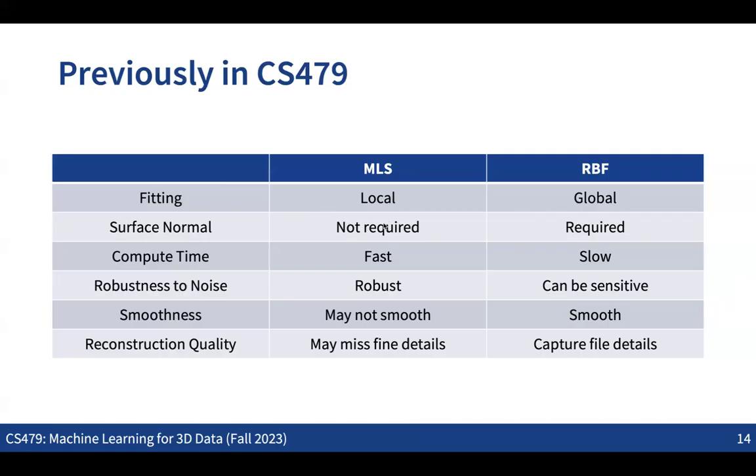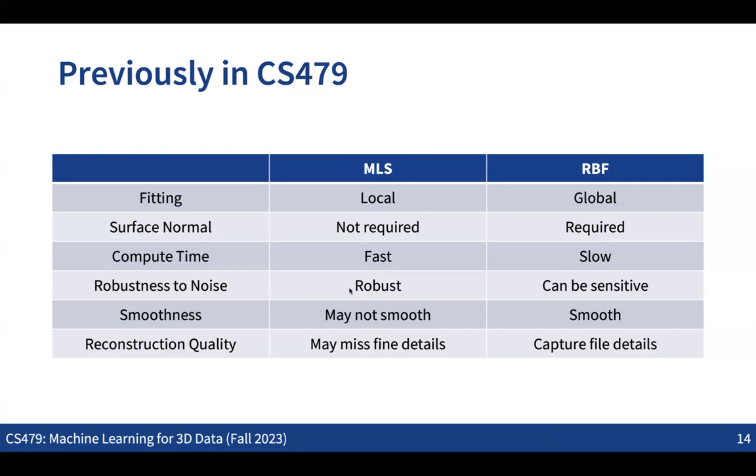And the moving least squares typically does not require the surface normal information; actually, it is typically used for surface normal estimation. But for the radial basis function, to avoid the trivial solution, the typical approach is to use the surface normal to create off-surface points. So the surface normal information is typically required for the radial basis function. The computation time of the moving least squares would be way faster because it's local fitting, and the radial basis function would be much slower because it's solving a big linear system.